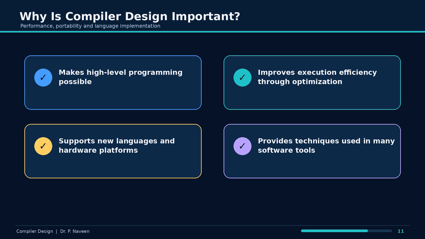So a good compiler tells the line number and the type of the error. This helps the programmer correct the program easily. Okay, let's move on to the next slide, slide number 11.